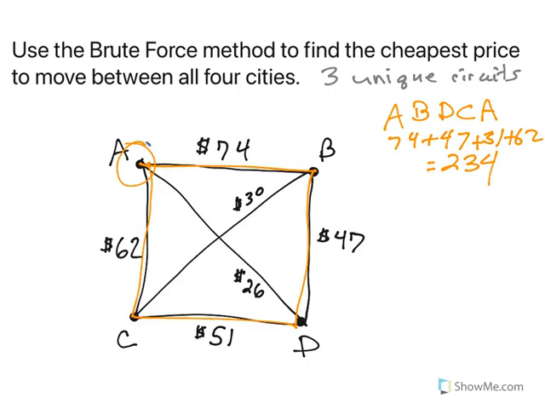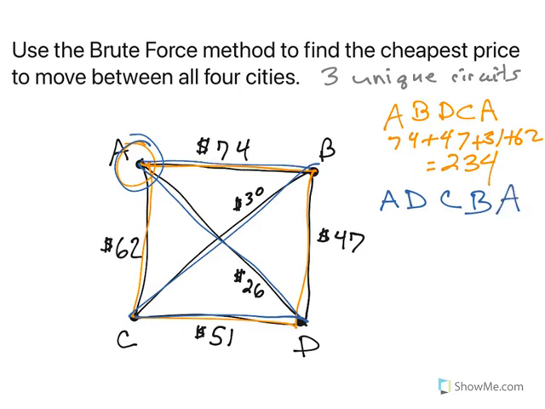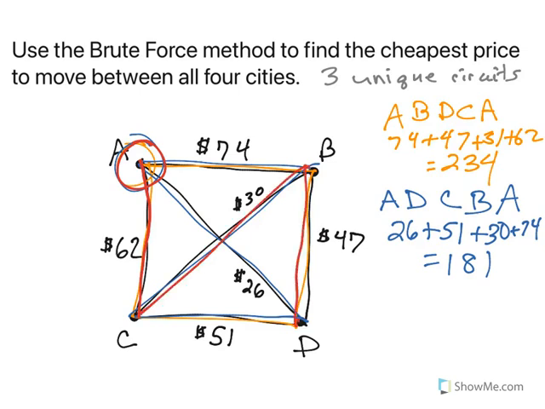All right, well now let's stick with A being our starting point, but instead of going to B first, let's go to D. So A to D to C to B to A. Okay, so A to D, 26, C to D, 51, C to B, 30, and then B to A, 74. That gives me a total of 181.